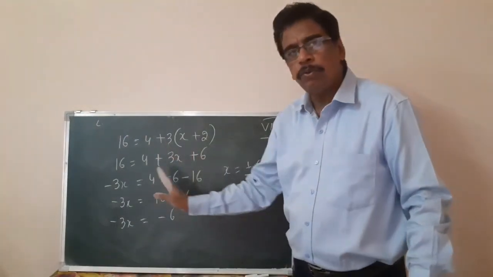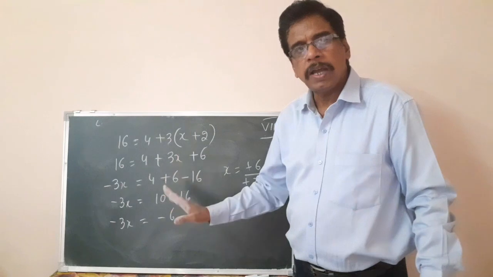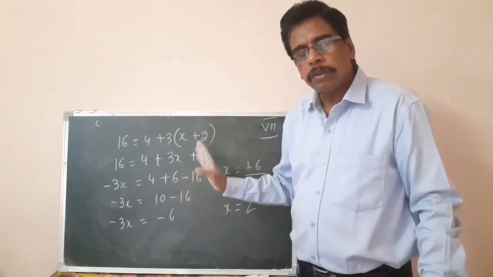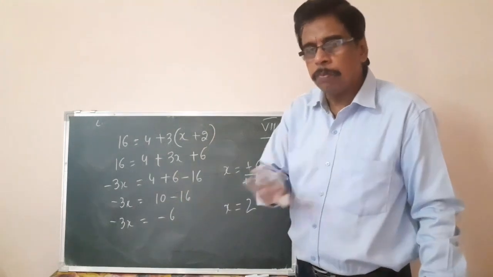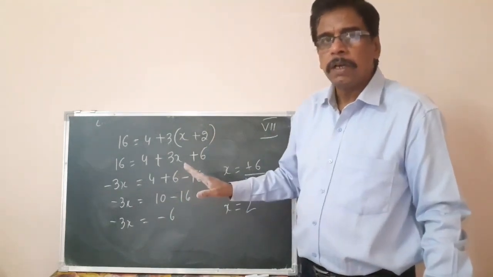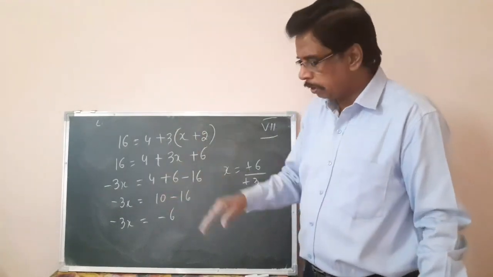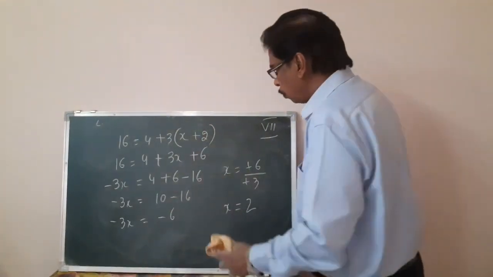Step by step, if you do your sum, you will not have a problem at all. Follow everything correctly and your sum will be correct. Otherwise, you tend to make a mistake because of sign, etc., and the whole sum goes wrong. Next question.